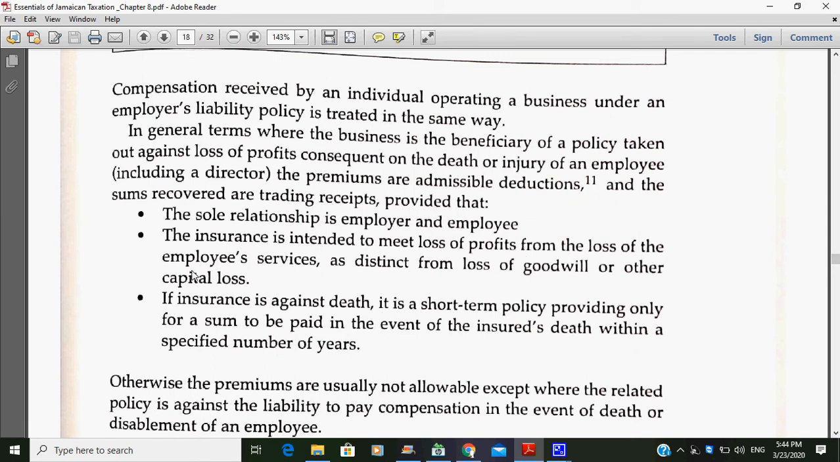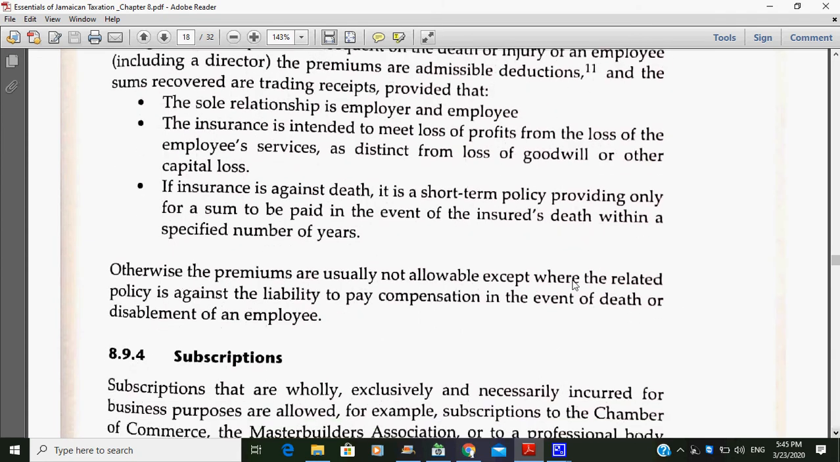If insurance is against death, it is a short-term policy providing only for a sum to be paid in the event of the insurer's death within a specified number of years. Otherwise, the premiums are usually not allowable, except where the related policy is against the liability to pay compensation in the event of death or disablement of an employee.